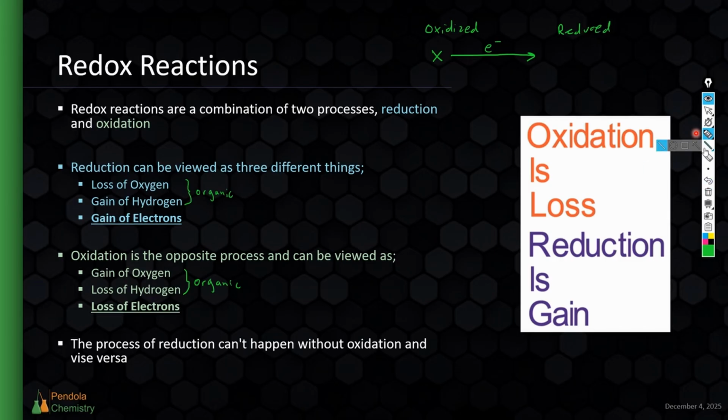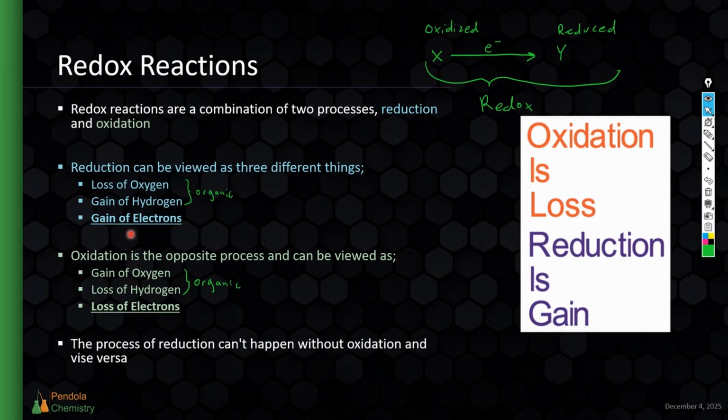Since reduction is the gain of electrons, that electron that comes in is coming from somewhere. In this case, it's coming from X, which is getting oxidized. So this whole process is called redox or a redox reaction. It's when one element gives up electrons, or it gets oxidized, and another element picks up those electrons, therefore getting reduced.